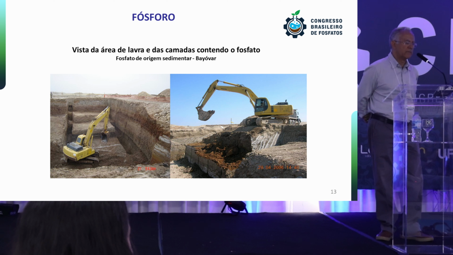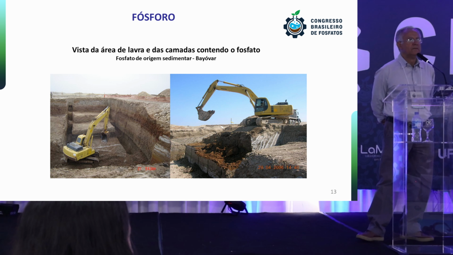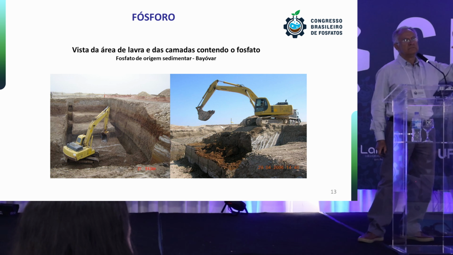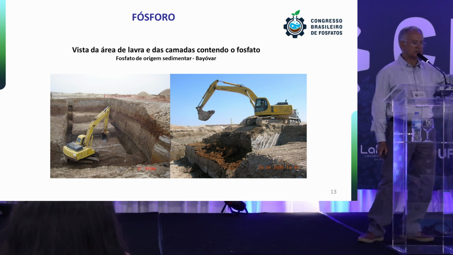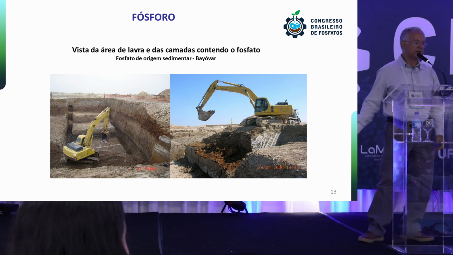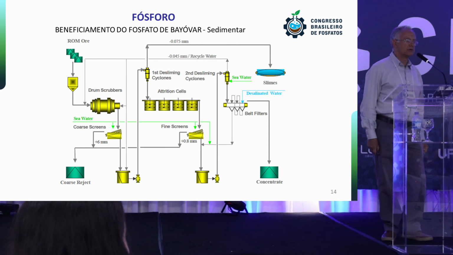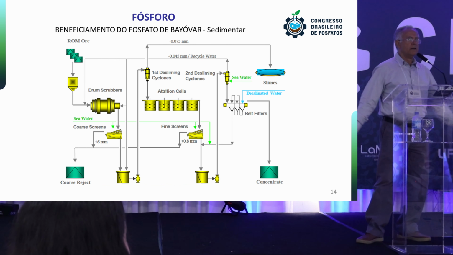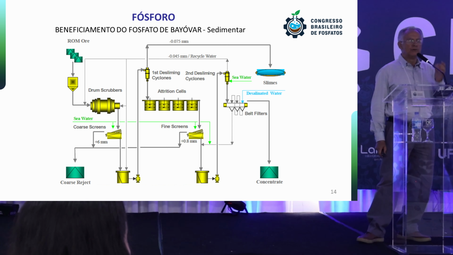This is a visualization of the sedimentary phosphate in Bayovar. The deposit is constituted by layers, 7 layers above and then 2 layers beneath. This phosphate, which you can see in the darker color, basically interfaces with diatomite. The mining process is very simple, it's very friable material, so the beneficiation process is also simplified. This is a flow chart of the beneficiation of Bayovar, and this is basically a de-sludging of the product.